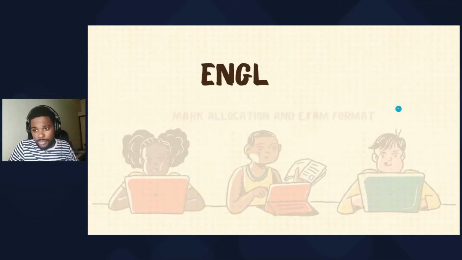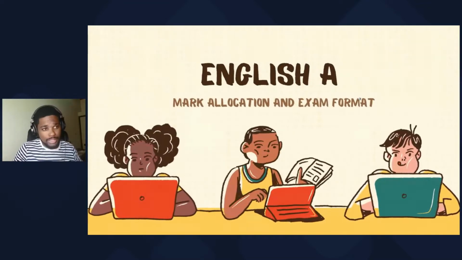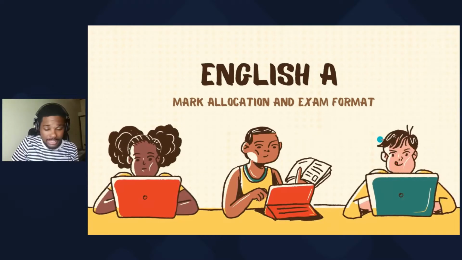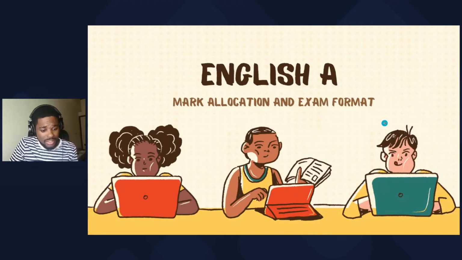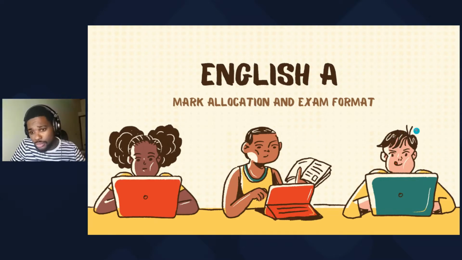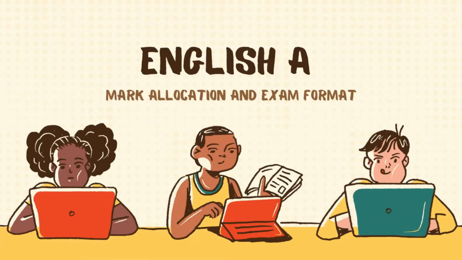All right, so we're gonna jump into some English A stuff, English A and then English B. We're looking at the mark allocation and exam format. So this is the part where we get some clarity, or at least a reminder, in terms of how many marks for paper one, how many for paper two, stuff like that. We're just gonna do a little breakdown of the papers.